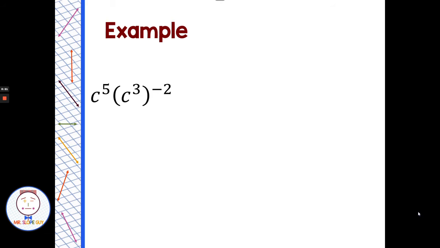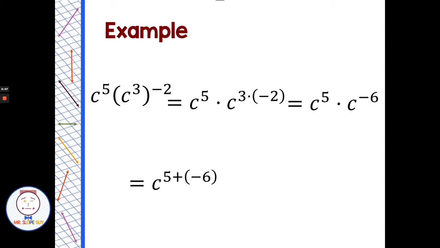So let's say we have c to the fifth times c to the third, all to the negative 2 power, or rather c to the third to the negative 2 power. So first thing I'd want to do is apply that power of a power rule, 3 times negative 2. So 3 times negative 2, power of a power, we get c to the negative 6. Now we're multiplying and have the same base, and if I multiply and have the same base, I add the exponents, add the 5 and negative 6 to get c to the negative 1. And then our last step would be to apply the law of negative exponents, 1 over c to the first.